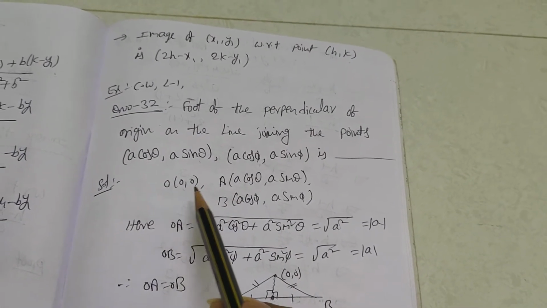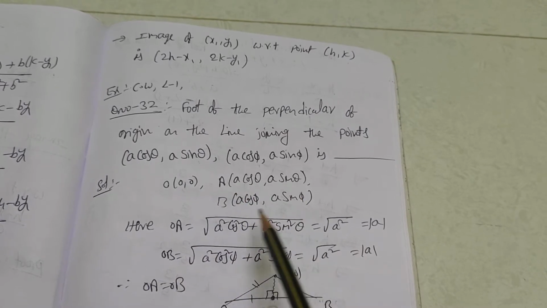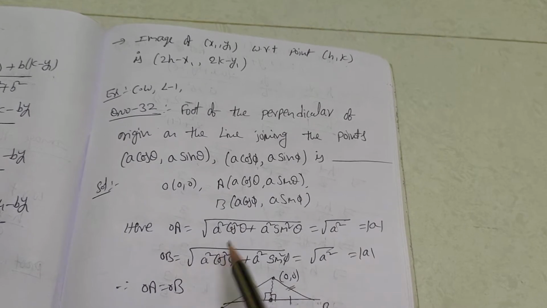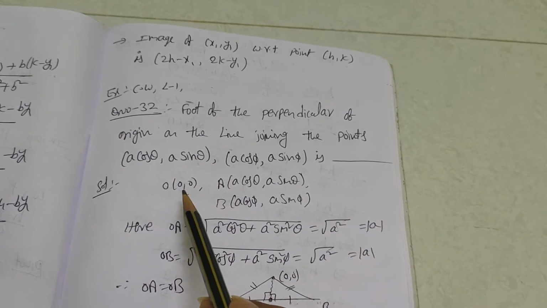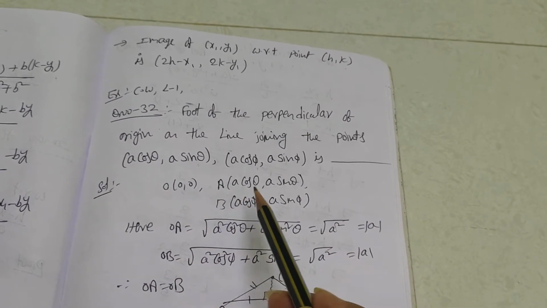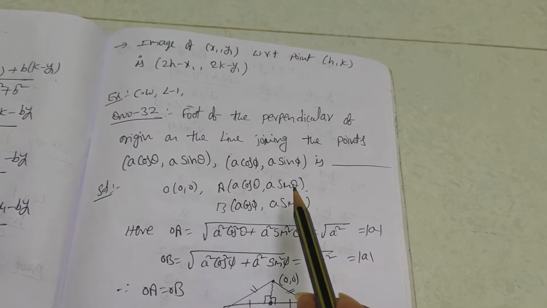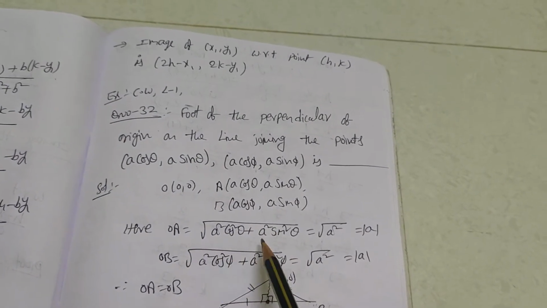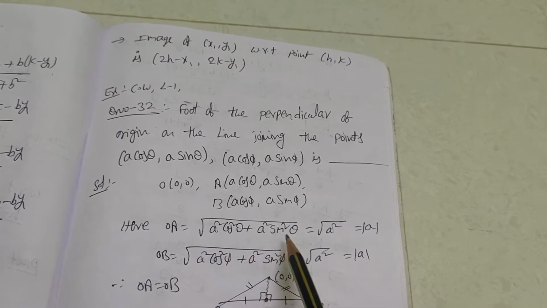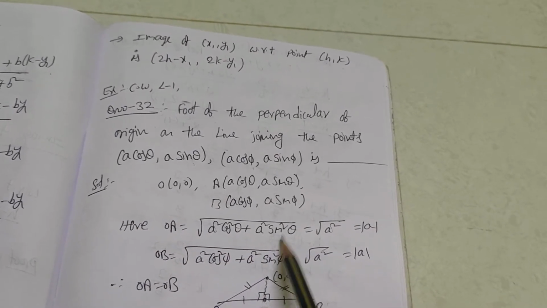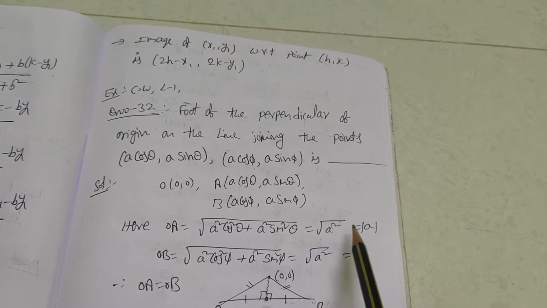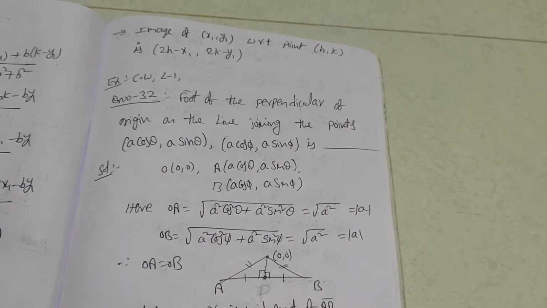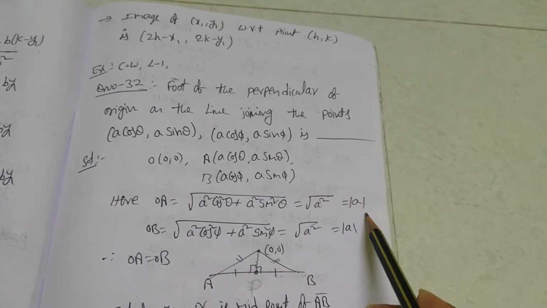Let us consider O (0, 0), A (a cos theta, a sin theta), B (a cos phi, a sin phi), and OA is the distance from O to A. So root over (a cos theta minus 0) whole square plus (a sin theta minus 0) whole square. That means a square cos square theta plus a square sin square theta. If you take a square common, cos square theta plus sin square theta is equal to 1. So root over a square is equal to mod a, because a may be positive or negative, we don't know. So we have to write modulus of a.